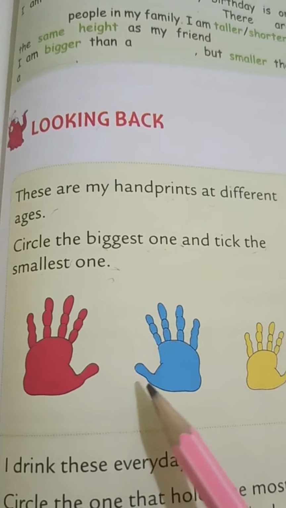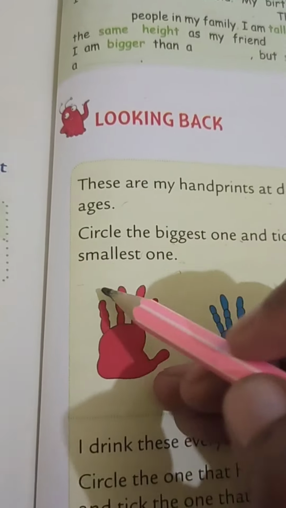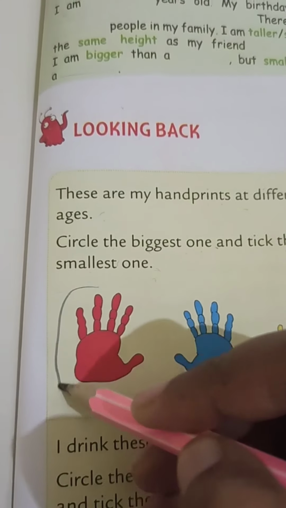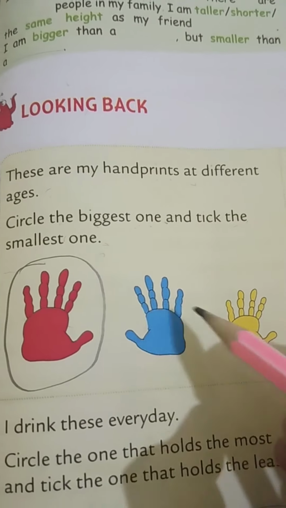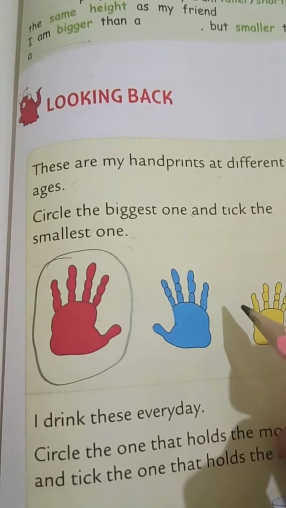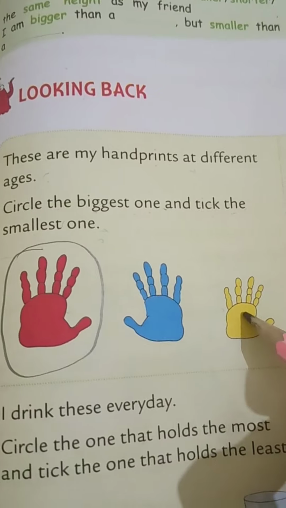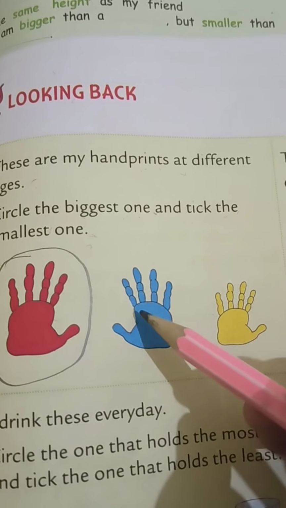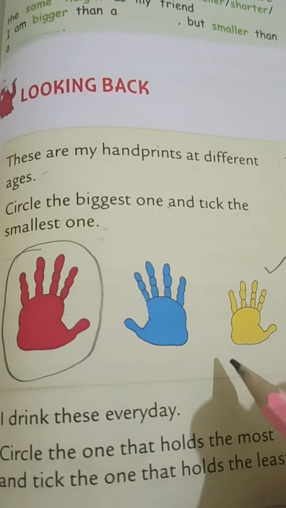Okay, which one here is the biggest one? Yes, the red color is the biggest one. Can you see the size? Comparing the sizes. So this one is the biggest one, and the smallest one they are asking you to tick. Which one is the smallest one? This one or this one? See, this one is small when compared to this. So tick the smallest one.